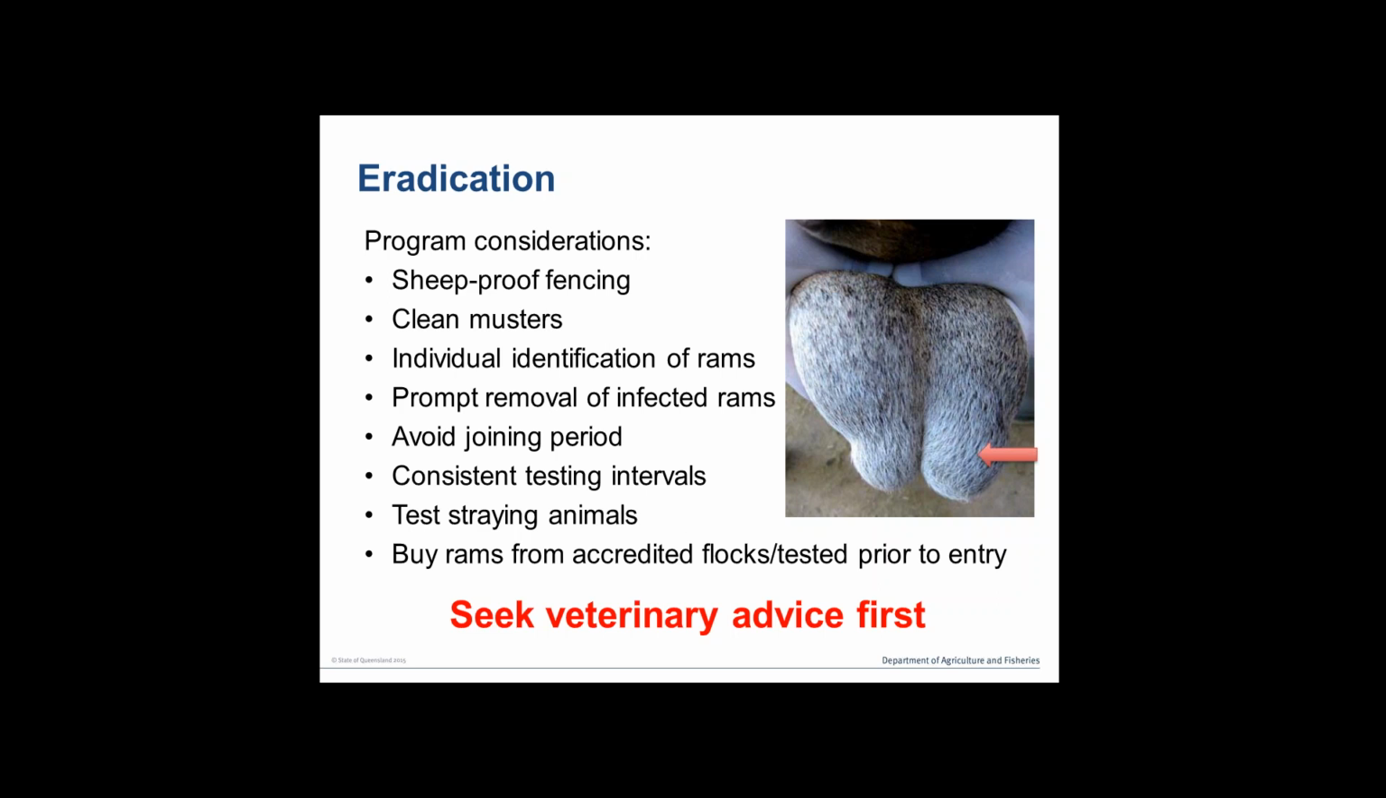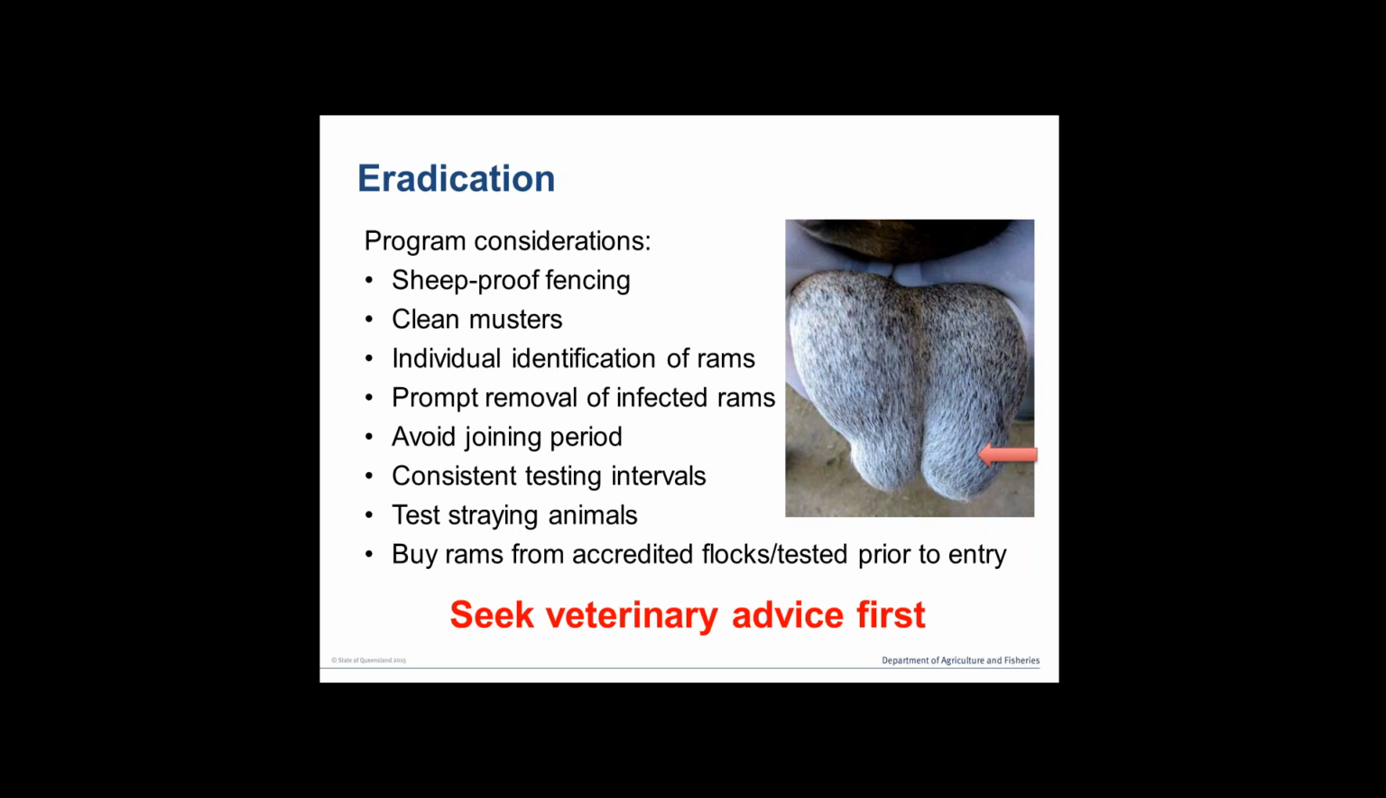To improve the success and reduce the length of an eradication program, the following should be considered. Boundary and ram paddock fences should be sheep-proof to prevent the movement of potentially infected animals between properties and paddocks. The ability to obtain clean musters. Individual identification of all rams. You need to be able to ID and test all rams at every muster. Prompt removal of infected rams once laboratory results are received to minimise spread. Avoid eradication during joining if possible.